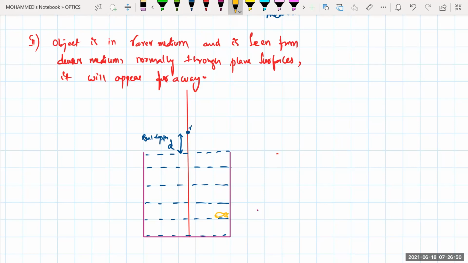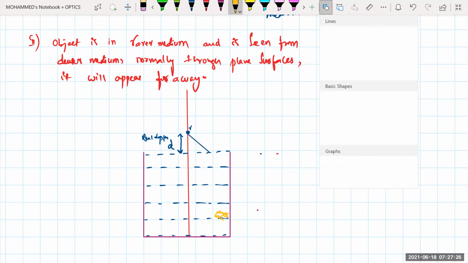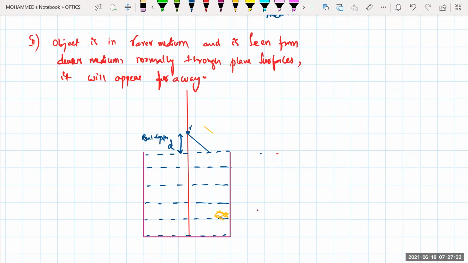This fish is seeing the bird. What happens when the fish is seeing the bird? You know that a ray of light, when it comes from the rarer medium to the denser medium, generally bends towards the normal. If I take the ray diagram for this, the ray of light will be somewhat like this. The moment it enters from the rarer medium into the denser medium, it bends slightly towards the normal. This is your normal.